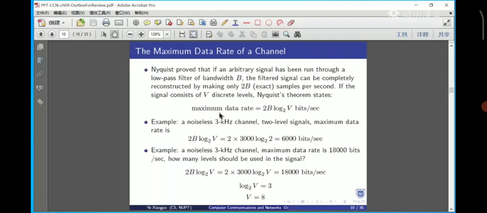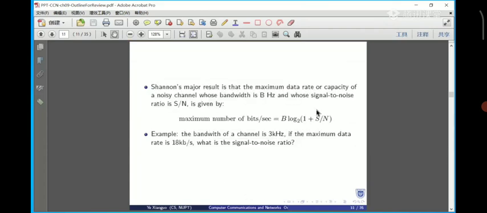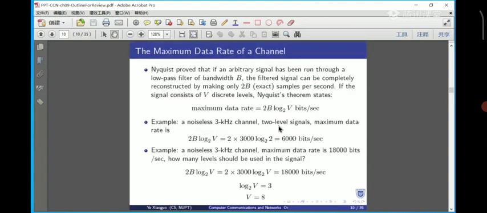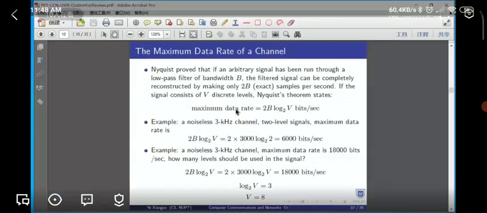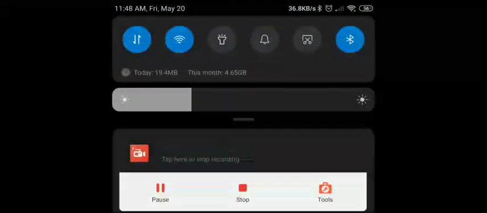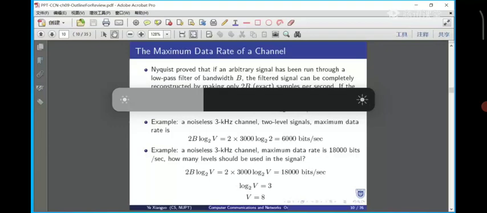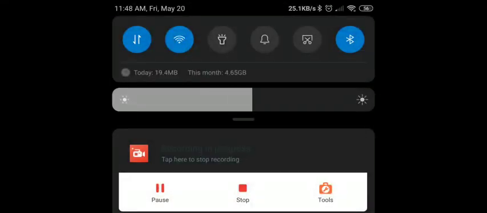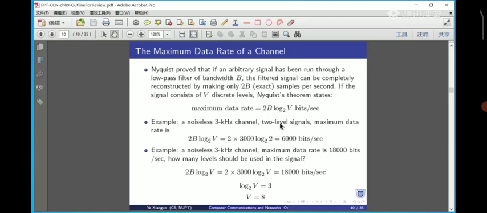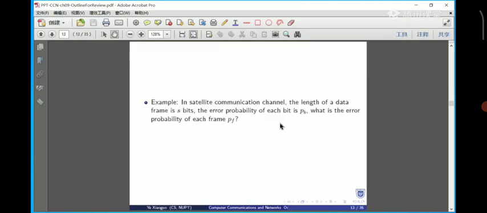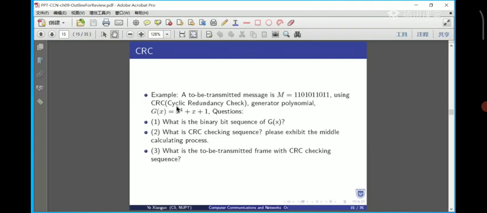For example, the channel capacity. If noisy, we were using Shannon. We will use Shannon theory. If noiseless channel, we will use Nyquist theory to get the maximum data rate or the capacity of the channel. Then we introduce the CRC calculation.